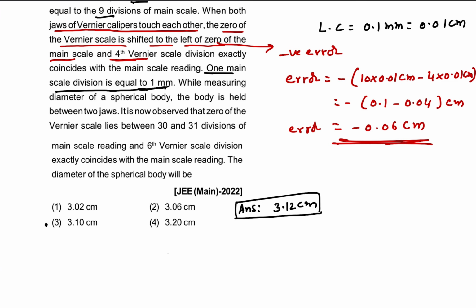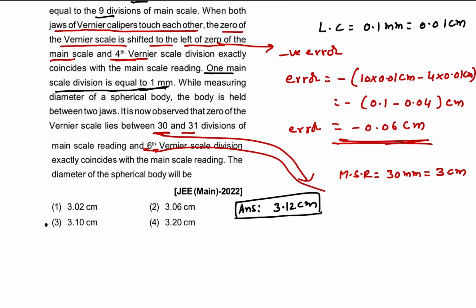I have taken one of the JEE Advanced questions also, you can see. Now, whenever this object is kept here, 30 and 31 they have given, nothing but we can see that the main scale reading is 30 millimeters, that is also equal to 3 centimeters. Next, sixth division coincides, so we can write the vernier scale reading is equal to 0.06 centimeters. Okay, now the corrected reading.